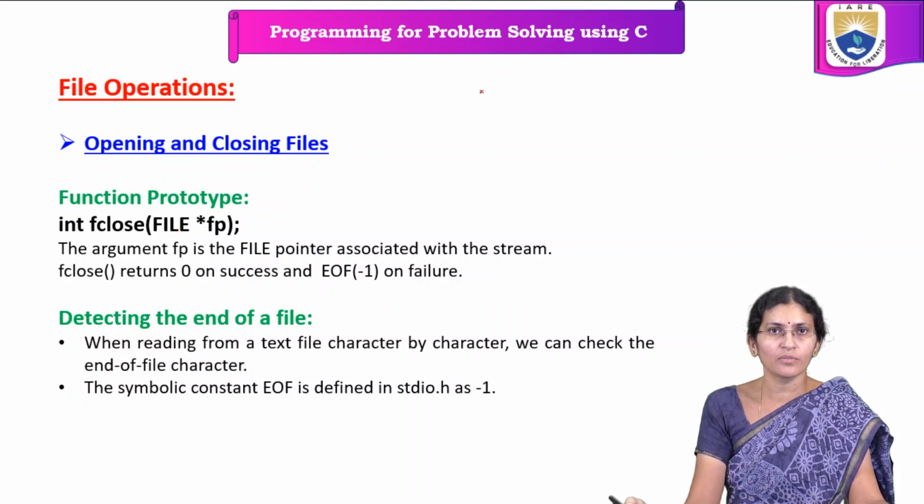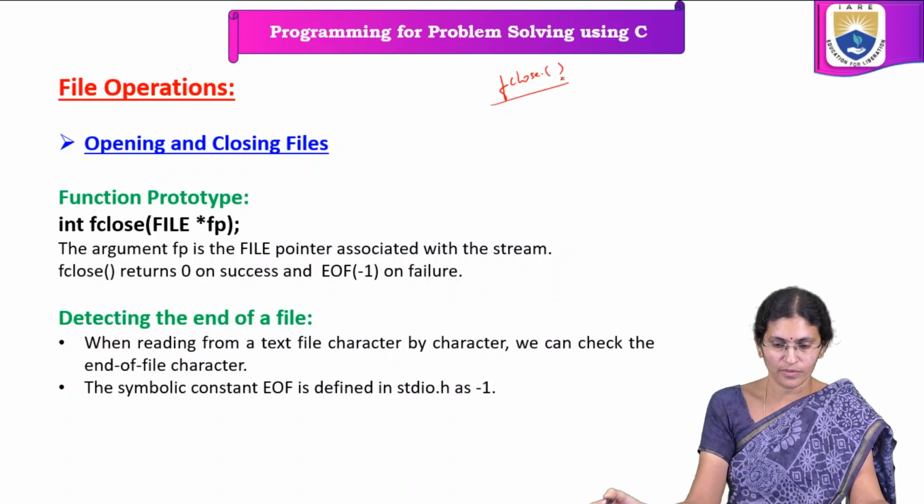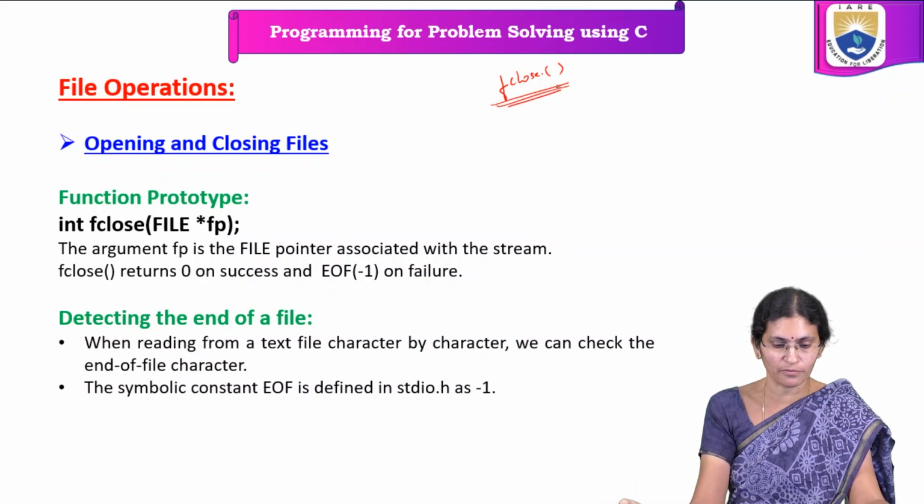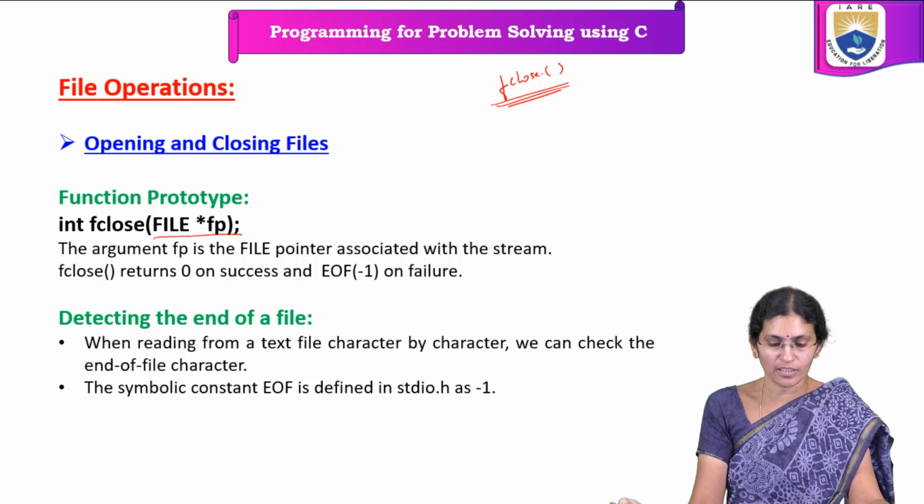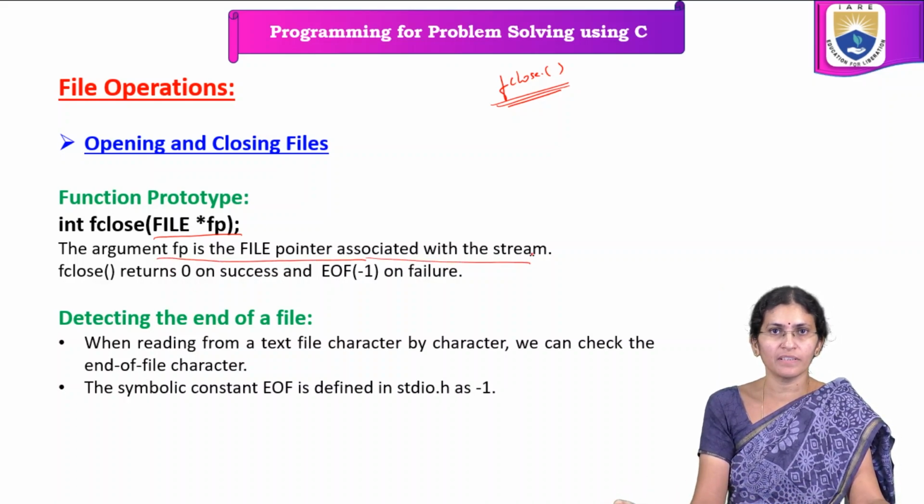So this is an important concept. Whenever you open a file by means of the fopen function, after performing the necessary operations, you need to close the file. In order to close the file, this is the function: fclose. At the end of the program, you need to write fclose. It takes one argument, that is the file pointer. The file pointer acts as a reference to the position in the file. Here the argument fp is a file pointer associated with the stream.